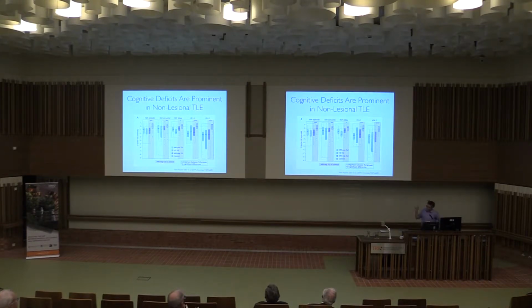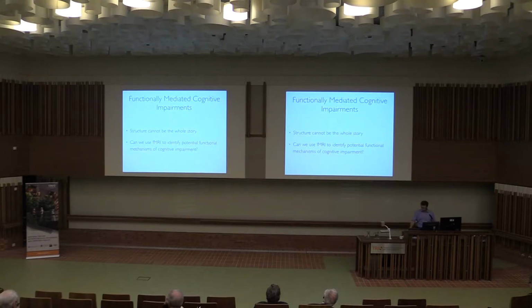What I'm showing on this slide is 5 examples of memory tasks. The dark blue boxes show the MR-negative cases and the grey boxes show healthy controls. So in all these memory domains, there are impairments in the MR-negative cases, and relative to other types of temporal lobe epilepsy, the impairments are comparable in magnitude. So despite the absence of a structural abnormality in these cases, impairments are pronounced. So the structure-function model can't explain everything.